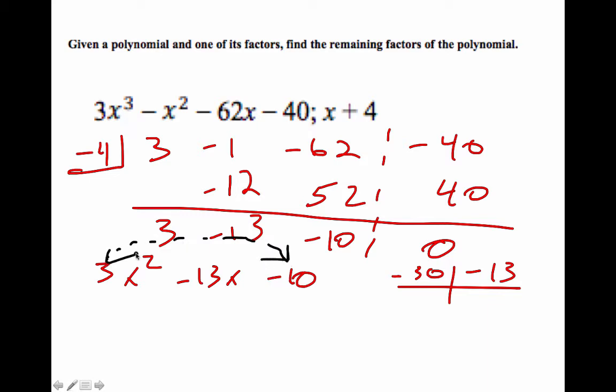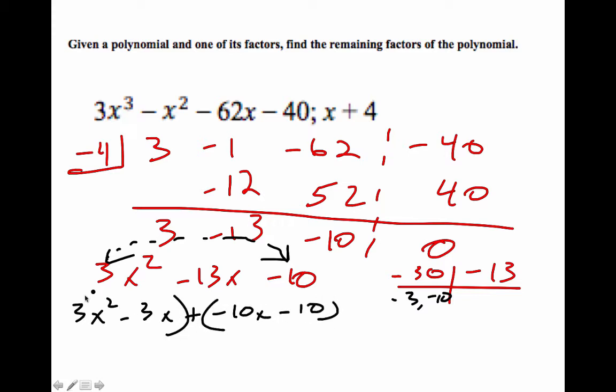So some of you that still despise factoring, it's time to get over it. And I believe that that's going to be what? Negative 3 and negative 10. So I'm going to go 3x squared minus 3x minus 10x minus 10, and you can almost see it coming. I put a plus in between there. I take a 3x out, I get x minus 1. I take a minus 10 out, I get x.